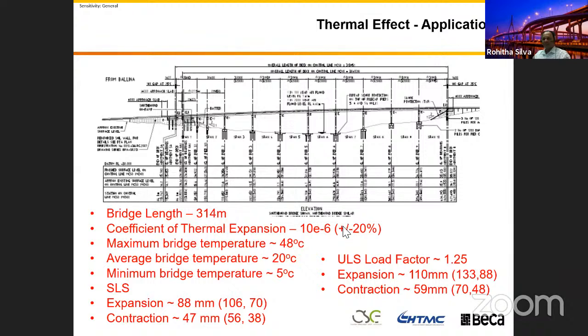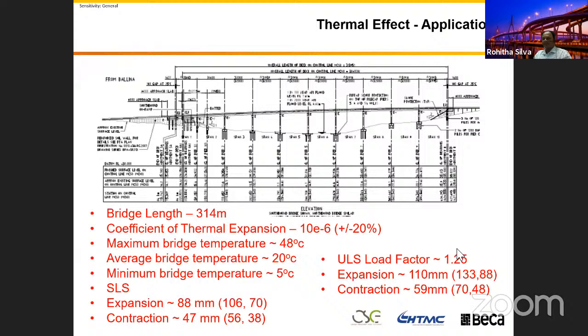Your coefficient can increase 20% or reduce 20%. That number will vary from 106 to 70. So your expansion can vary between 106 to 70, similar to the contraction, because the lowest temperature in the bridge could be average with temperature from 15 degree contraction. Then if you do the calcs, it will be 47, or else if you get the fluctuation, it varies between 56 to 38.